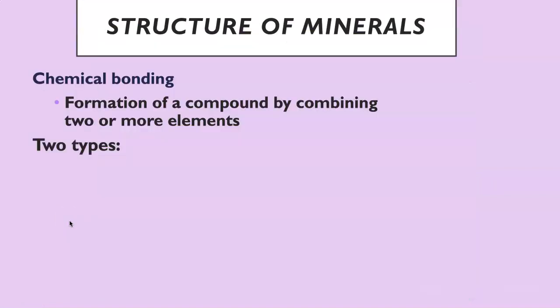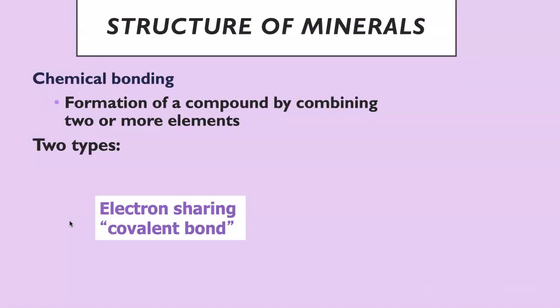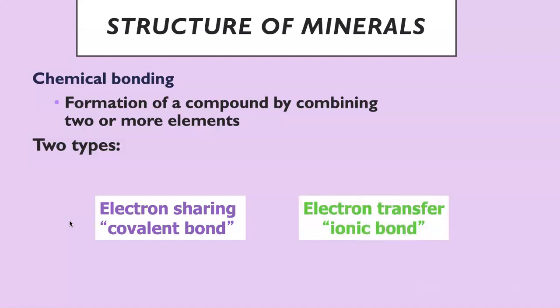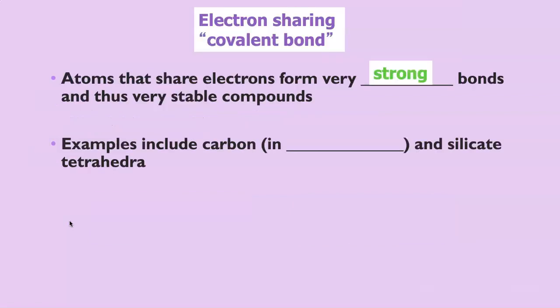When atoms combine, they form compounds, and there are 2 ways that atoms combine, or bond. One type of bond is a covalent bond, and this involves electron sharing between 2 atoms. Another kind is an ionic bond, and this is an electron transfer between 2 atoms. So let's look at each of these. Electron sharing between atoms forms very strong bonds. Examples include carbon in diamonds and silicate tetrahedra, which we're going to learn about as we learn about the main group of minerals, the silicate minerals.